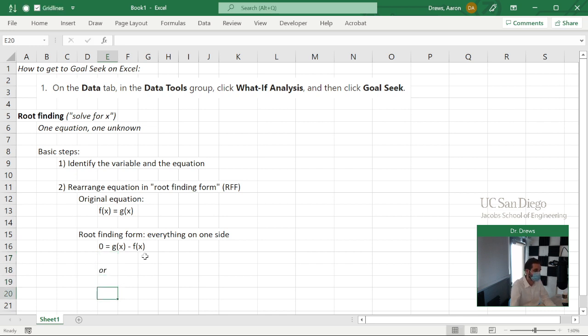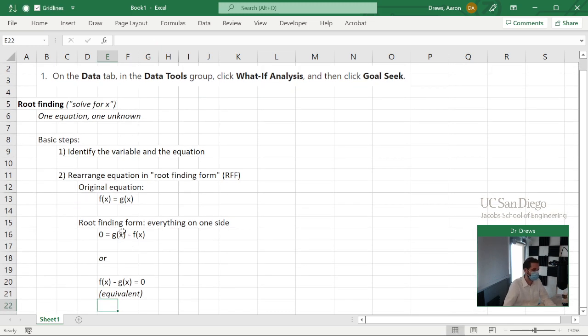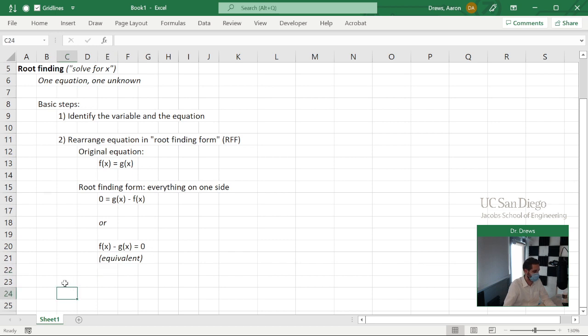Or equivalently, you can move everything over onto the left-hand side if you want. So you could have something like f of x minus g of x is equal to 0. These are equivalent. Whichever one you feel more comfortable doing, or whichever one requires less algebra, you end up with the same answer regardless of which way you rearrange that equation. Although some of the intermediate steps, as we'll see in a moment, can generate slightly different intermediate results.